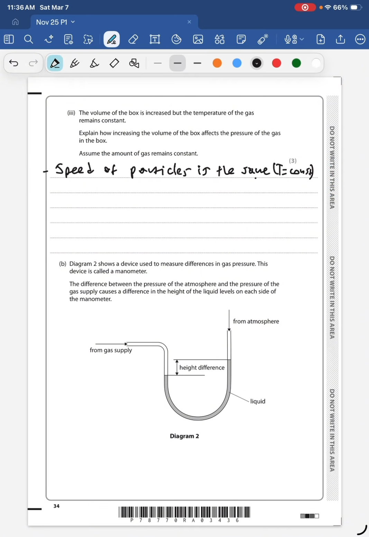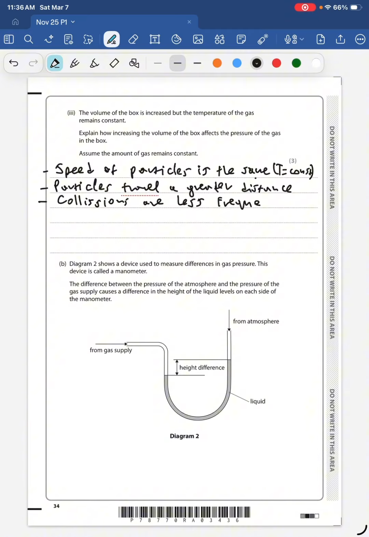Okay, so particles travel a greater distance because the volume is increased. So they collide, collisions are less frequent. Okay. Therefore, pressure decreases. So pressure decreases, and I guess that's a good enough answer. So moving on to part B.